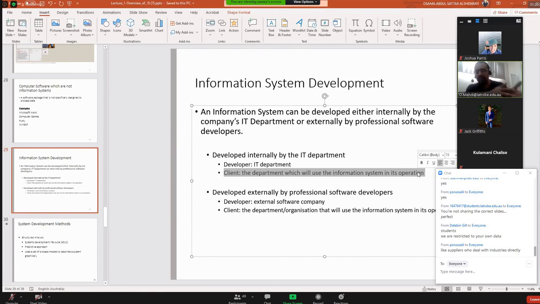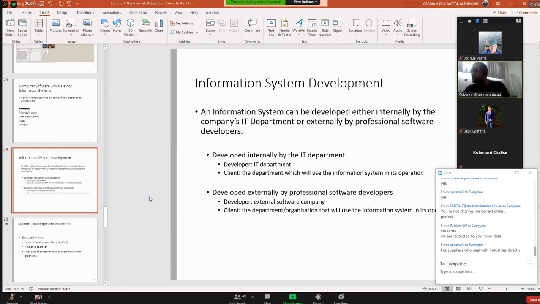Developed internally, of course, it is used by the clients. Externally, for example, it is developed by professional software developers. So there is an external software company, and the clients, the department or organization, will use the information system in its operation. That means an organization or a company asks a developer company to develop an information system. Of course, you ask them to develop it, they produce it, and you use it. Someone else can also come and use that information system.